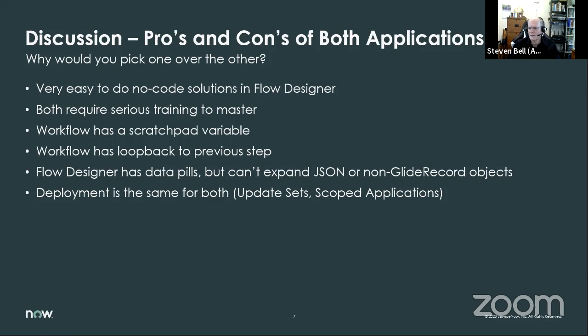Finally, with the data pills, you don't have a JSON or non-glide record object capability except through that dynamic object. And again, that's only available, in some cases, inside of the enterprise version of Integration Hub. Deployment is the same for both. In update sets or scoped applications, deployment works just great. So there's no real difference here.